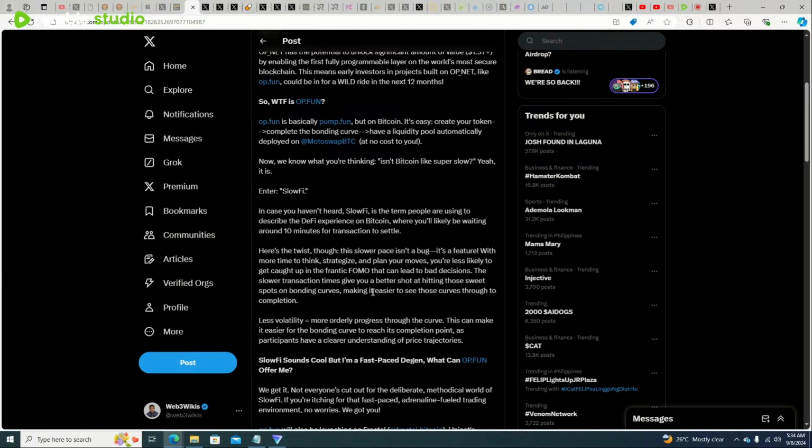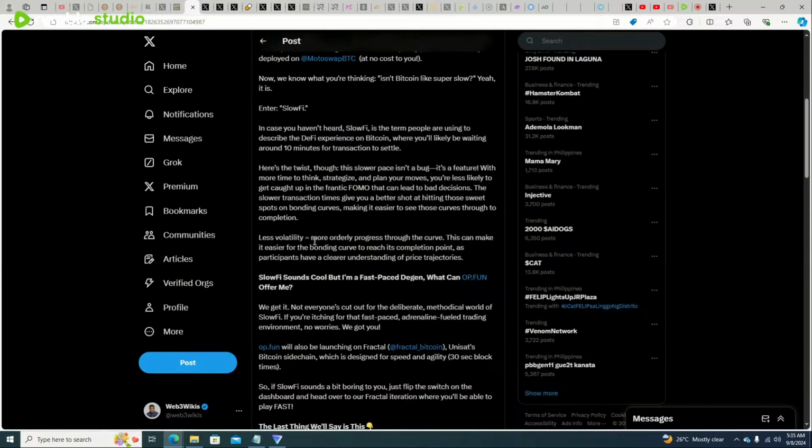The slower transaction times give you a better shot at hitting those sweet spots on bonding curves, making it easier to see those curves through to completion. Less volatility equals more orderly progress through the curve. This can make it easier for the bonding curve to reach its completion point, as participants have a clearer understanding of price trajectories. SlowFi, so they are basically embracing SlowFi. An interesting take altogether. Let's continue.